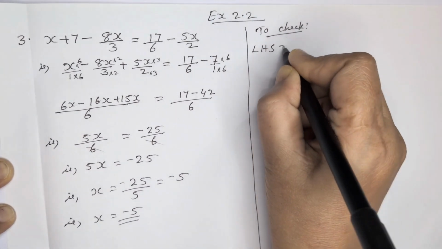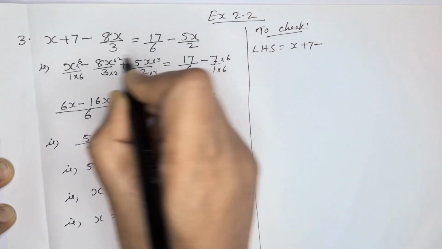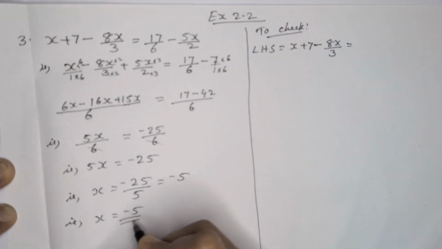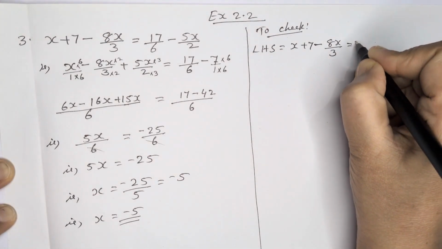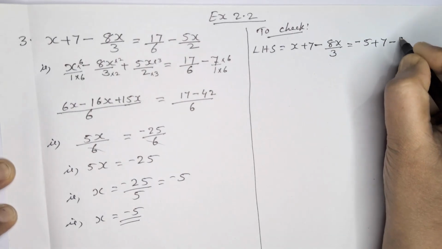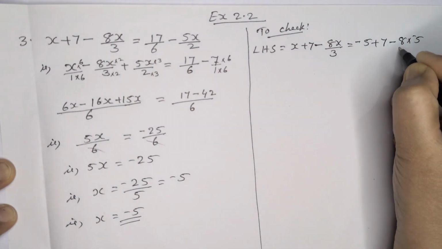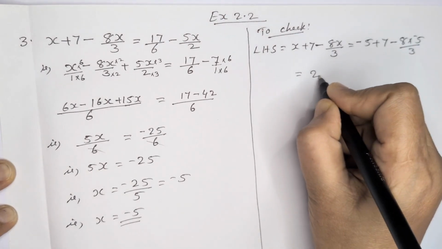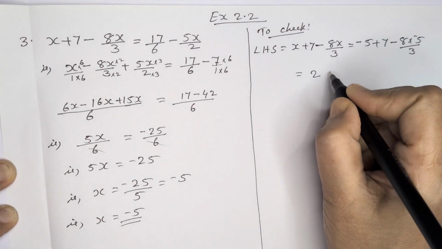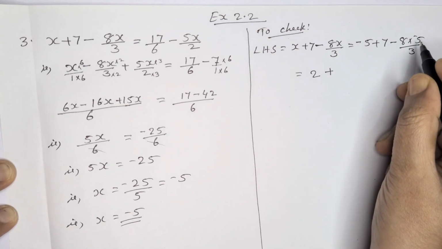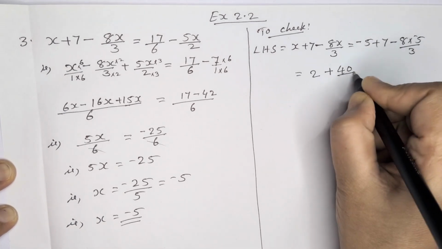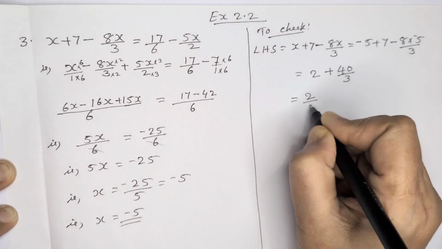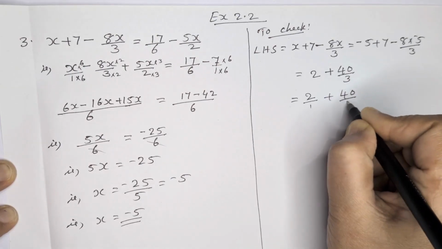LHS: x plus 7 minus 8x by 3, where the value of x is minus 5. Minus 5 plus 7 minus 8 into minus 5 by 3 is equal to minus 5 plus 7, that is 2. Then minus into minus will become plus. 8 into 5, 40 by 3. That we can write as 2 by 1 plus 40 by 3.